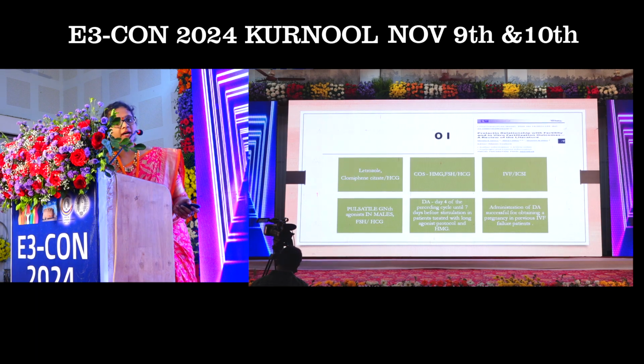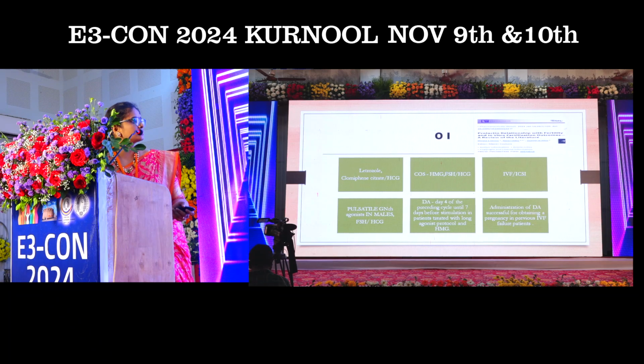So the infertility part we can start after normal prolactin levels are seen. We can start with letrozole or clomifene along with HCG triggers. After that we can go for controlled ovarian stimulation with HMG, FSH and HCG triggers. IVF and ICSI can be planned later. Pulsatile GnRH analogs are advised in males along with FSH and HCG, like weekly 10,000 international units of HCG for these male patients.